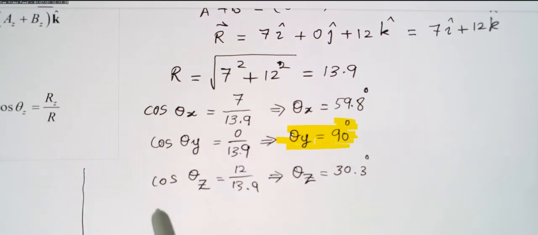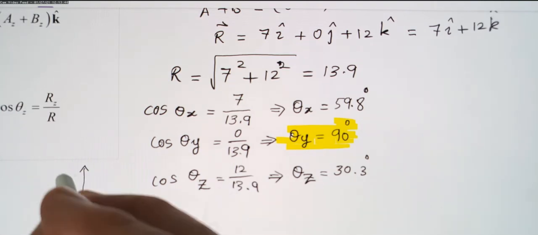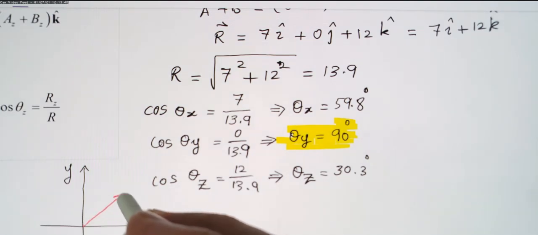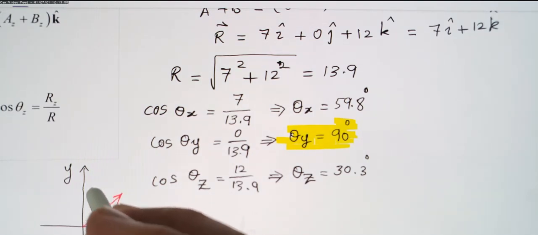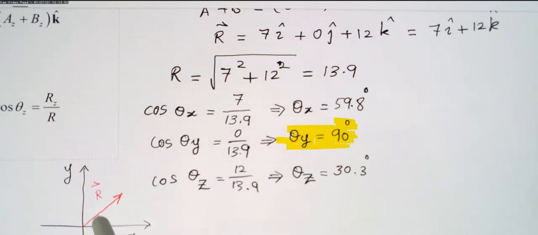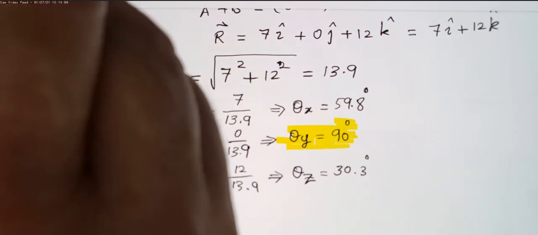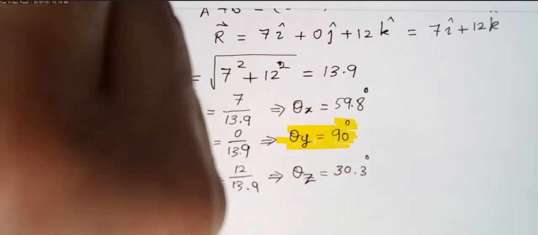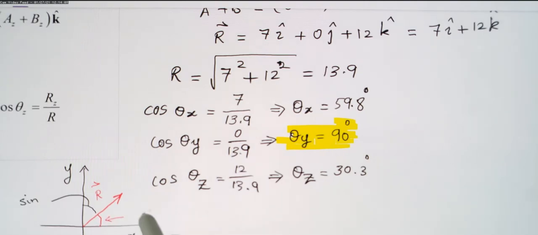For 2 dimension it is very easy to see. Here is x, here is y, and you have a vector. That's my vector, this is r. We need this angle. So for this angle, it's a cosine. Well, if you want to know this angle, then you use sine. But for this angle, you use cosine.